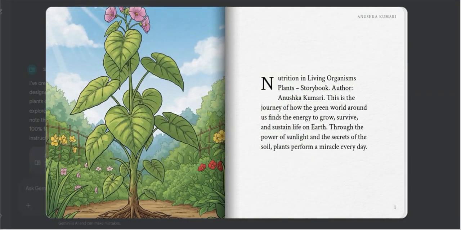Storybook. Author, Anushka Kumari. This is the journey of how the green world around us finds the energy to grow, survive, and sustain life on Earth. Through the power of sunlight and the secrets of the soil, plants perform a miracle every day.